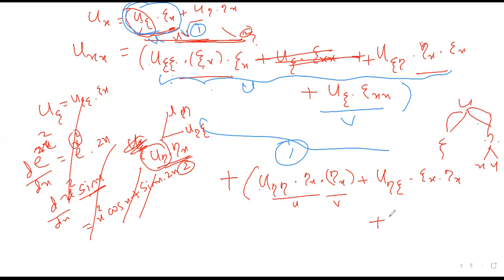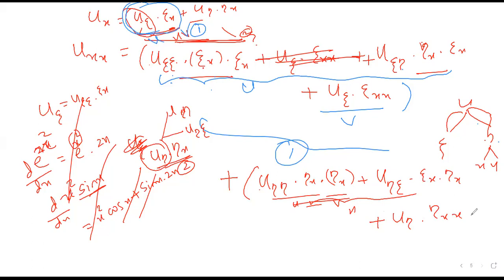So this is my second term. So what is my second term? This is all for the u term. Then the v term will be u_η as it is. η only I'm going to take x times xx. Okay.